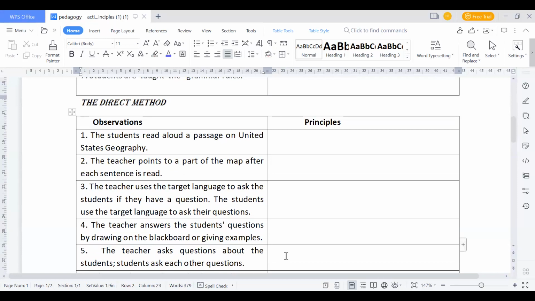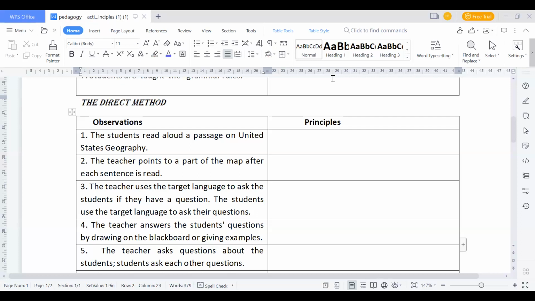The students read aloud a passage on United States geography. What is your answer? Authentic materials are used. Definitely, yes. Rather, you can say materials related to travel and trade in the direct method. Materials related to travel and trade, because English as a link language was wanted for use in travel and trade.